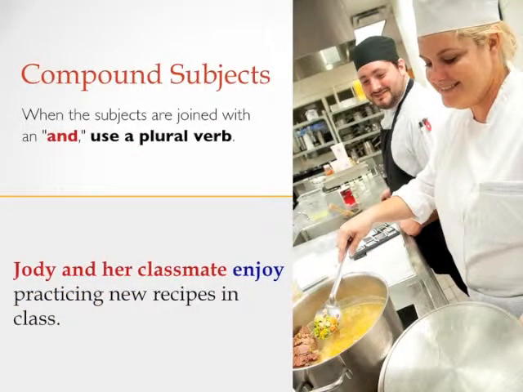First, when the subjects are joined with the word and, you'll use a plural verb. Let's look at this sentence. Jody and her classmate enjoy practicing new recipes in class. In this case, the subject of our sentence, Jody and her classmate, is a compound subject joined by the word and. That means we're going to use the plural verb, enjoy. Notice again that a plural verb does not end in an S.